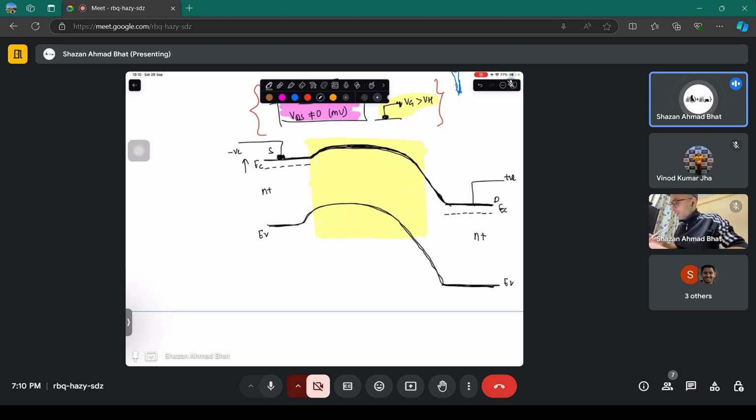How will the Fermi level look like? It will look something like this. It will go like this. Basically, it remains flat up to this particular region. Fermi level has to be flat. Then it enters into this region, and there is the gradient of the Fermi level, which indicates the drift of the charge carriers.